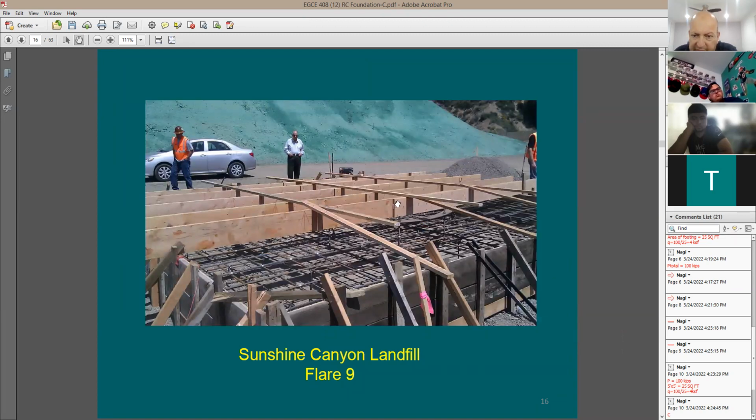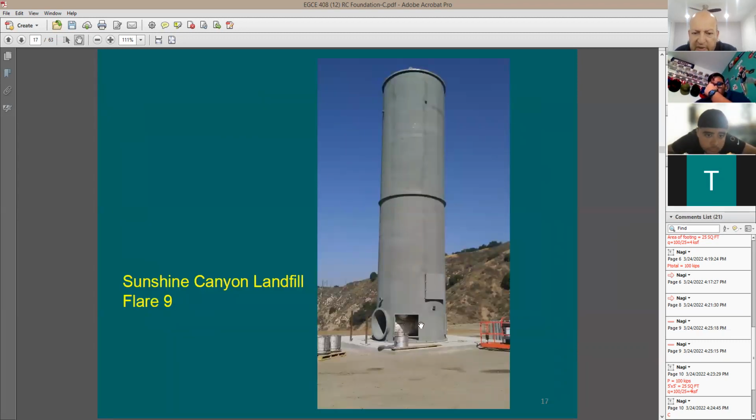Another big footing, actually this is a giant footing, is for a flare foundation. If you look here, you see some anchor bolts, heavy anchor bolts. And this footing was about 21 feet by 21 feet. So it is a really good size footing. Just one big, giant footing. It supports this structure here. That was done in a landfill, Sunshine, up north, Santa Clarita.